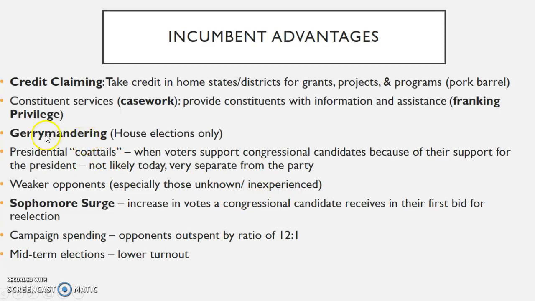Now, another major source is gerrymandering with respect to House elections only, and that's where you have those little weirdly configured districts that are set up typically to help the party in charge. Depending on the state, the state legislatures make them. So certainly that is a humongous reason why incumbents do win with respect to the House. Other ones include the presidential coattails, as you see here. Not too much of a reason today.